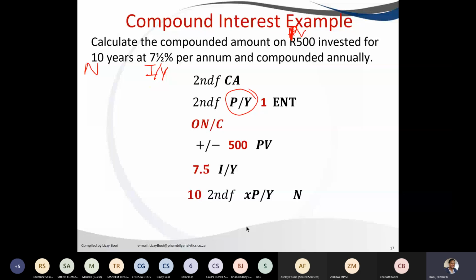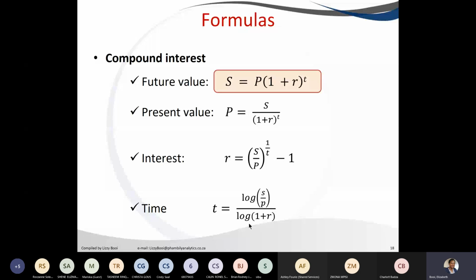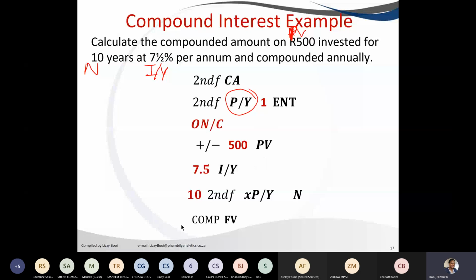Now you are ready to compute, and you say compute future value. You just press the COMP button and then press the FV button, and the answer you will see should be the same as the 1032 rand that we had in the previous question. And those are the steps. They are similar from now on until we do amortization. The steps will always be the same. The only thing that changes will be what you are given.